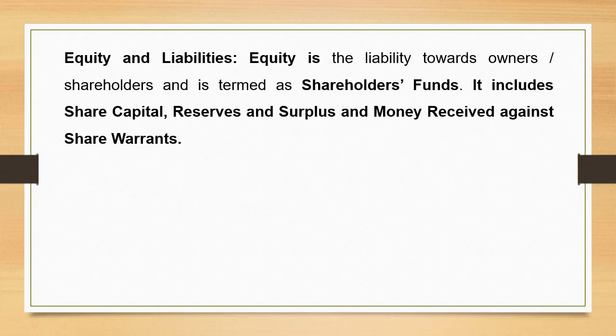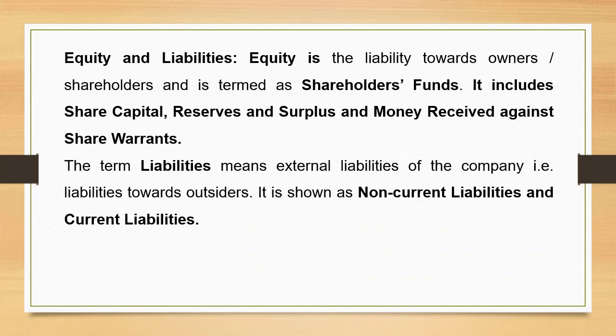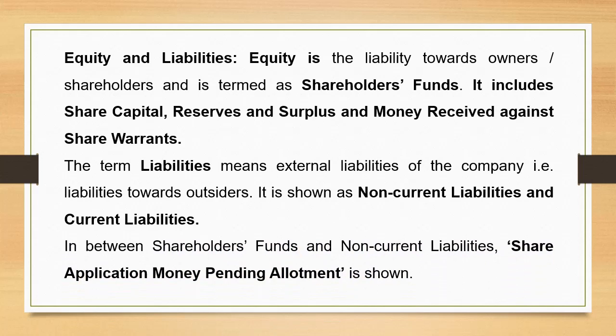Equity and liabilities, equity is the liability towards the owners, the shareholders, and is termed as shareholders fund. It includes share capital, reserves and surplus, and money received against share warrants. The term liabilities means external liabilities of the company, that is, the liabilities towards outsiders. It is shown as non-current liabilities and current liabilities. In between shareholders funds and non-current liabilities, we have SAMPA. SAMPA is share application money pending allotment.